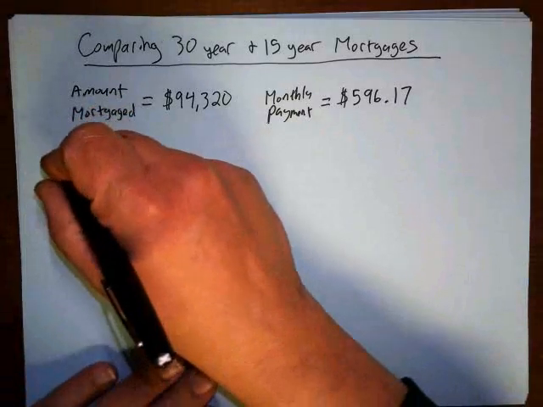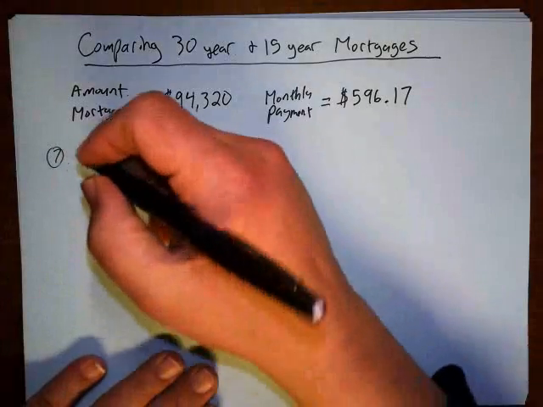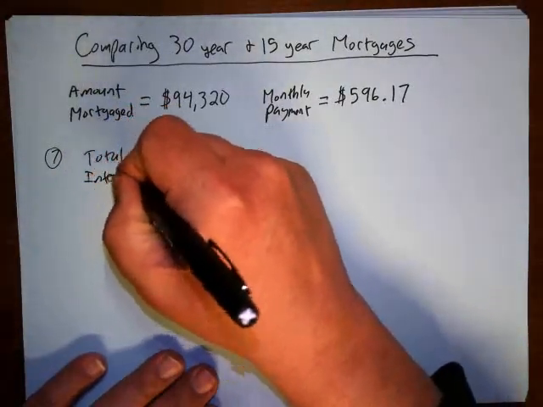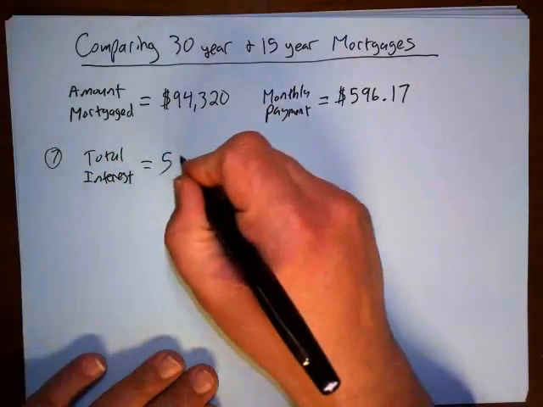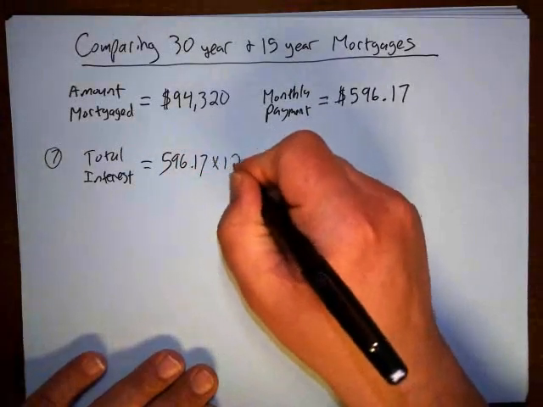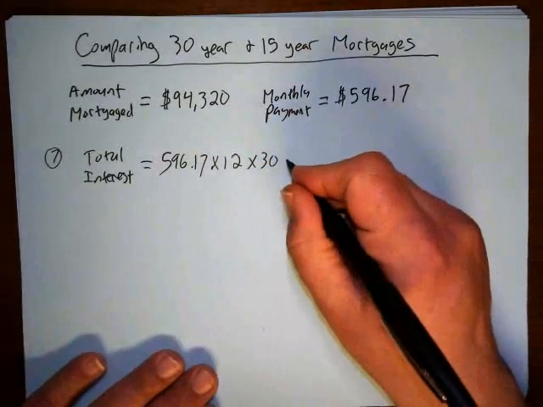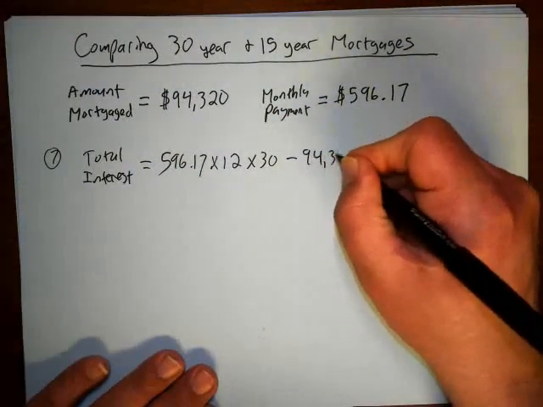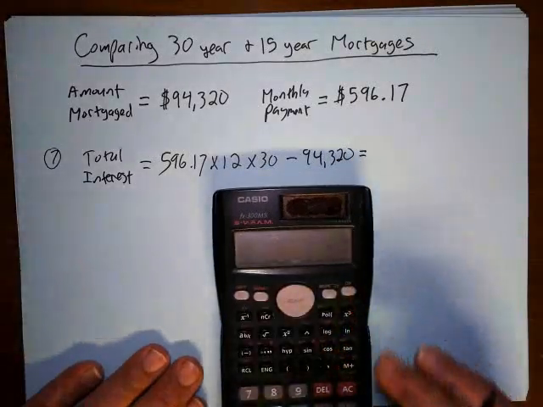So question number 7 asks you, what's the total amount of interest that you pay on the 30-year mortgage? If you remember, the total interest is just going to be the monthly payments. You're going to add up all these monthly payments. So you pay $596.17 per month, 12 months a year for 30 years. Okay, so that's the total amount that you pay, and then this is the amount that you borrowed. So then you subtract that. And the difference here is the total interest that you paid over the 30 years.